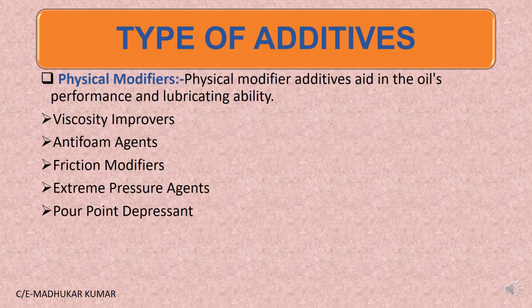Types of additives. If you see, it is divided into two basic parts: physical modifiers and chemical modifiers. So physical modifiers are the additives which are basically increasing and improving the performance of the lube oil in this manner. So what are these? Viscosity improvers, anti-foaming agents, frictional modifiers, extreme pressure agents, pour point depressants. These are the physical modifiers.